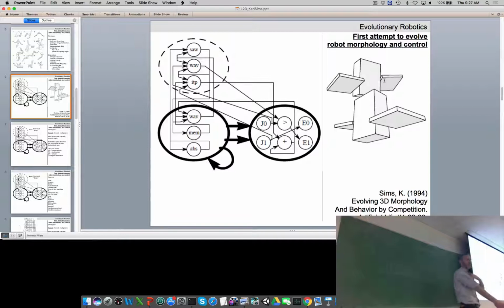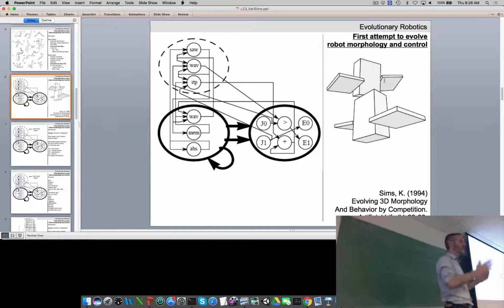So these vestibular sensors? These are not vestibular sensors. What does vestibulation tell you? You have vestibulation in your inner ear. Tilting, right? So this is not tilt. This is the angle of the joint. We have E0 and E1. These are effector neurons, which you know as motor neurons, just different terms for the same thing.